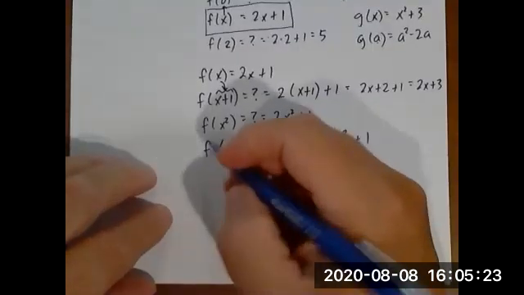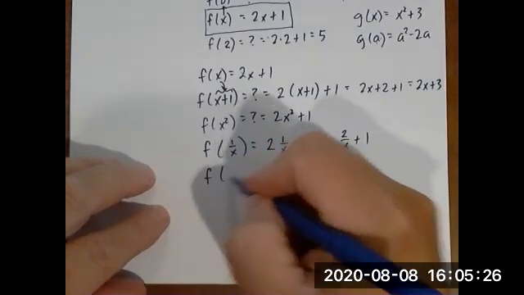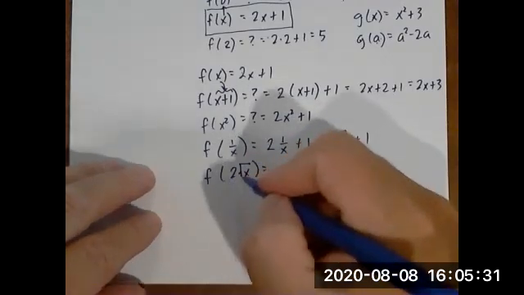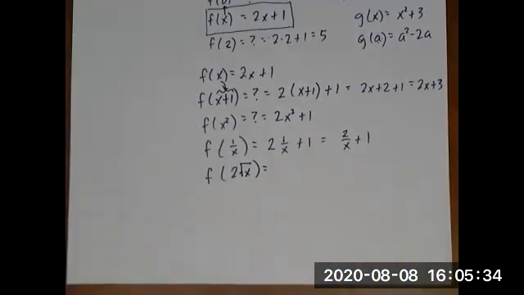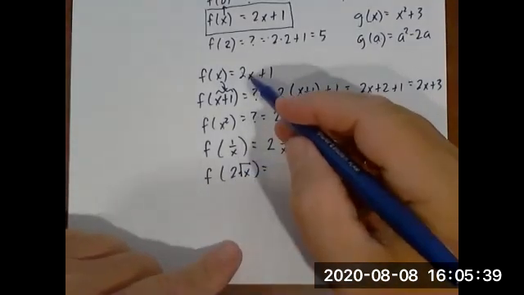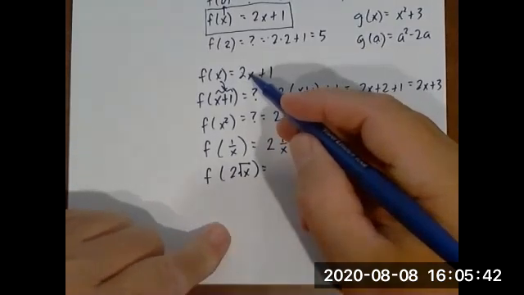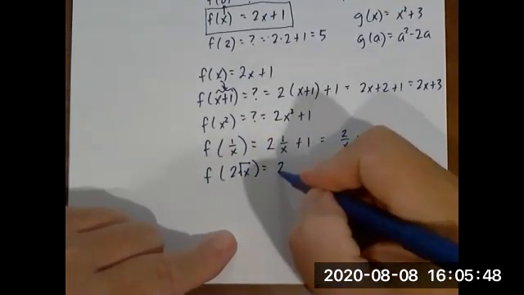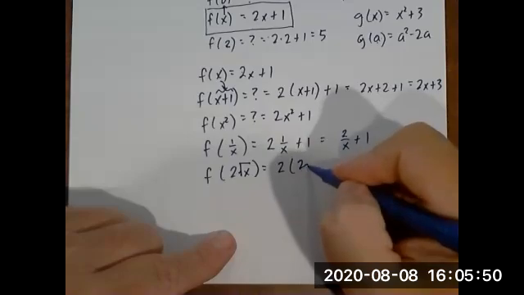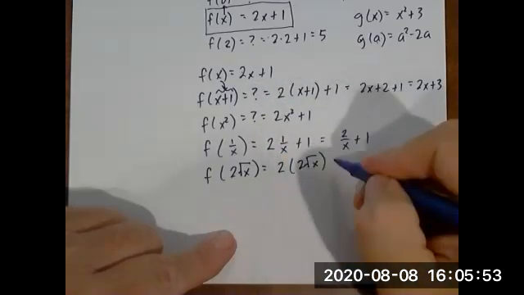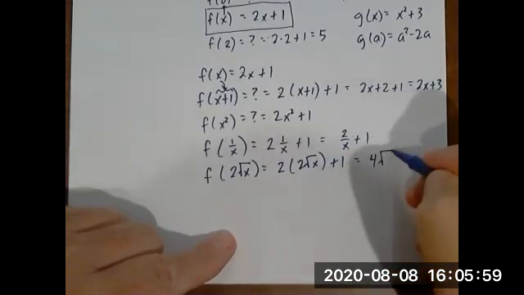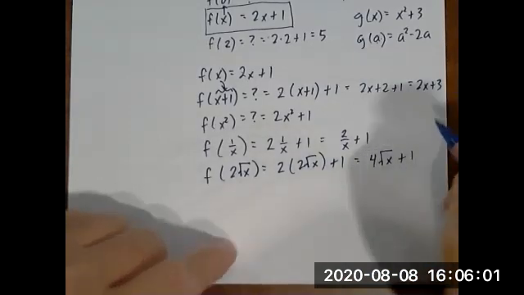And I'll just do one more. What would be f of 2 square root of x? All right, this is not hard, right? Same routine. Go to my function. Every place I have an x, I'm now going to replace it with 2 square root of x. So 2 times x, 2 times 2 square root of x, then plus 1. If I go and multiply these together, 4 square root of x plus 1.